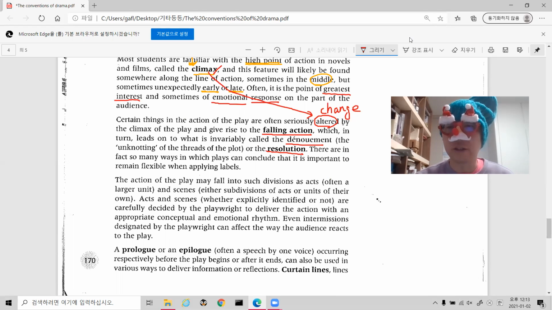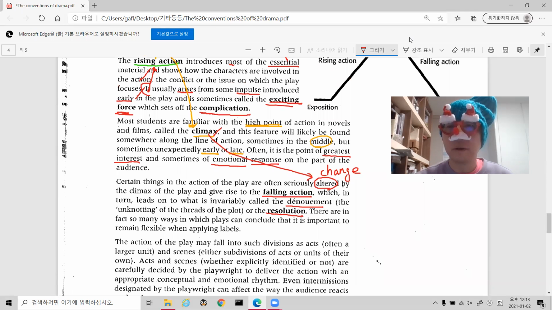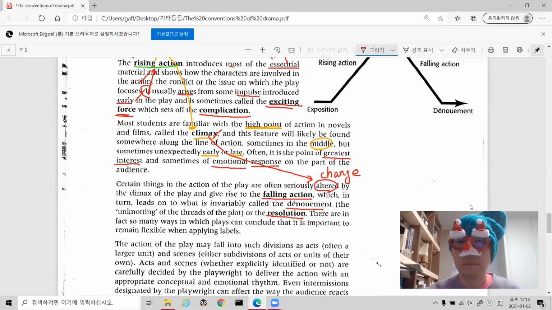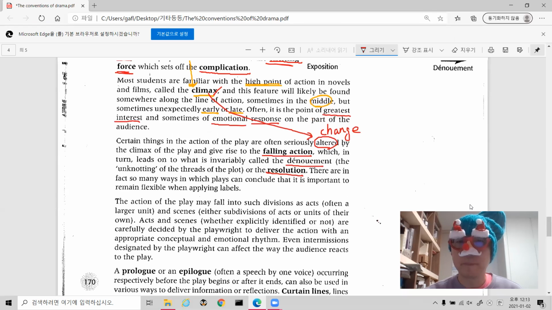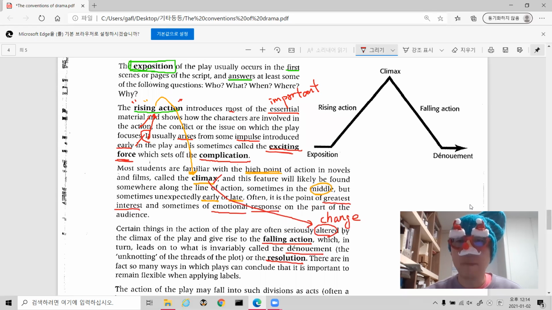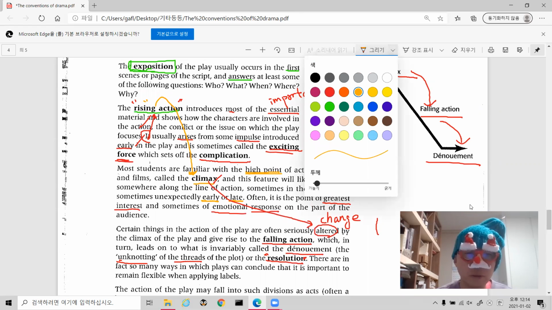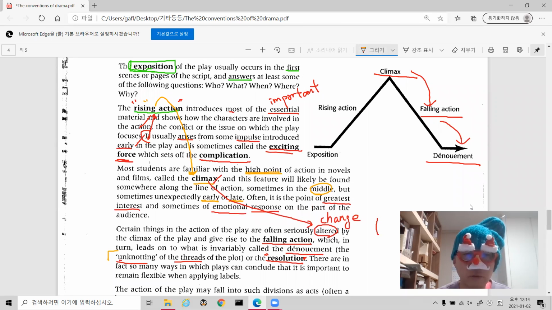So we have the climax, the climax is followed by the falling action, and the falling action is followed by the denouement, right? The denouement is also called the resolution. Okay? It is the unknotting of the thread of the plot. One student asked me the meaning of the unknotting of the thread of the plot.